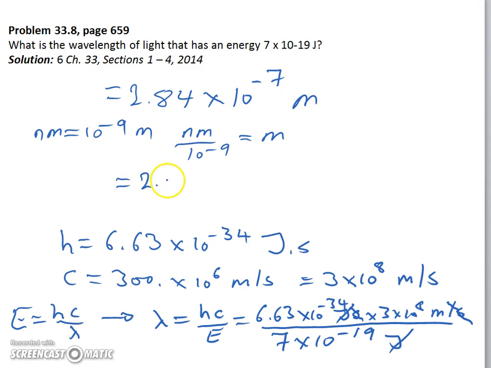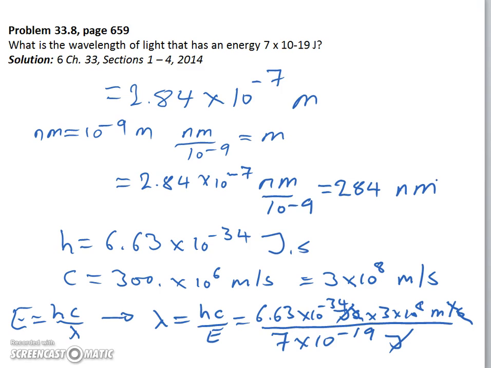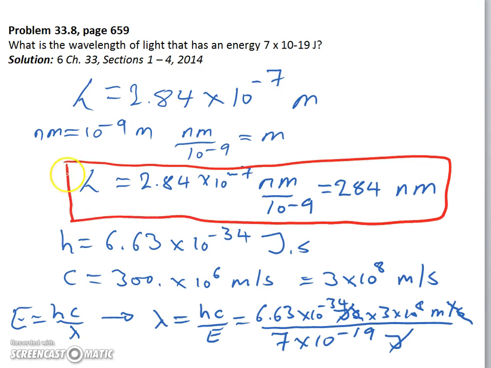So that gives us 2.84 times 10 to the minus 7 times a meter. And we now know that a meter is a nanometer divided by 10 to the minus 9. 10 to the minus 9 on the bottom of the fraction becomes 10 to the 9 on the top. So this becomes 284 nanometers. So the wavelength that we were asked to calculate for light of an energy of 7 times 10 to the minus 19 joules is 284 nanometers. Make our answer nice for the examiner.